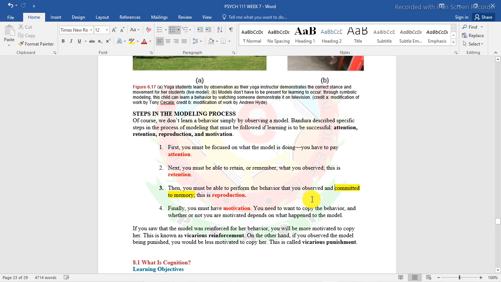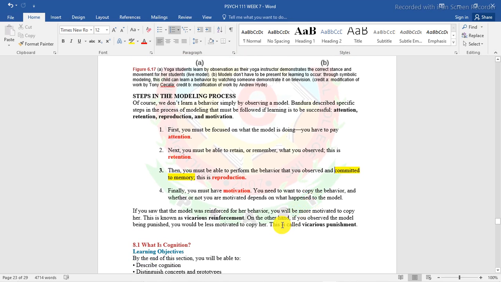You need to want to copy the behavior, and whether or not you are motivated depends on what happens to the model. So if you saw the model is reinforced for the behavior, you will be more motivated to copy this. So pag may na-learn ka, na-reinforce ka, this is vicarious reinforcement. Pag you saw the model reinforced for the behavior. On the other hand, if you observe the model being punished, less motivated yan. Ang called yan is vicarious punishment. So vicarious reinforcement, vicarious punishment.